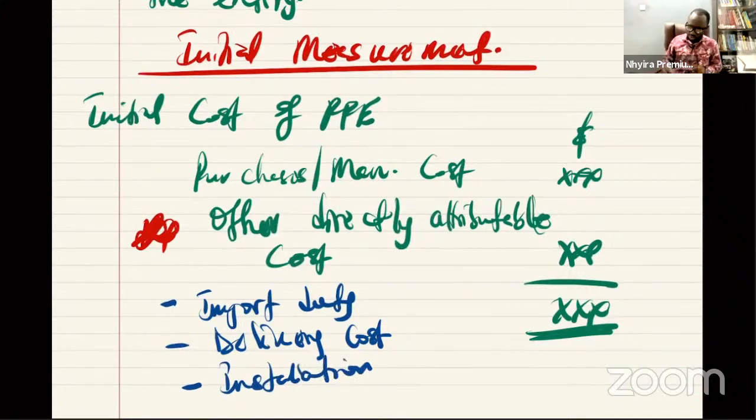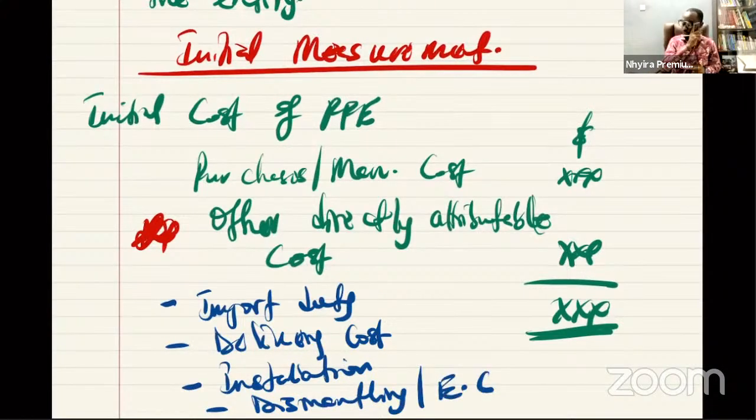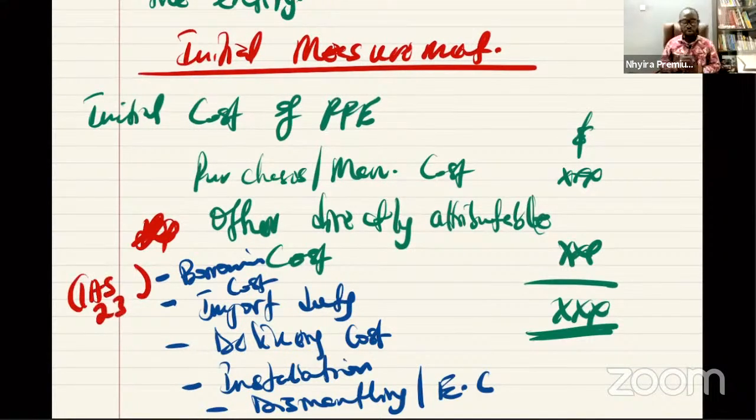It could be issues in relation to dismantling or environmental cost, EC for environmental cost, or it could be borrowing cost. So you realize that, again, even though you are dealing with IAS 16, there is IAS 23 there, borrowing cost, and there is IAS 37 here, dealing with dismantling cost and then environmental cost.